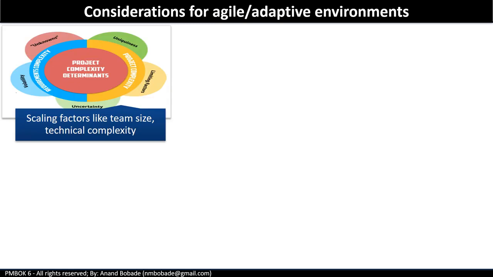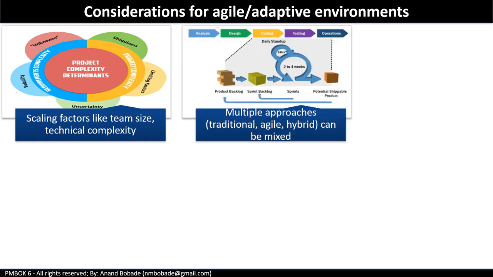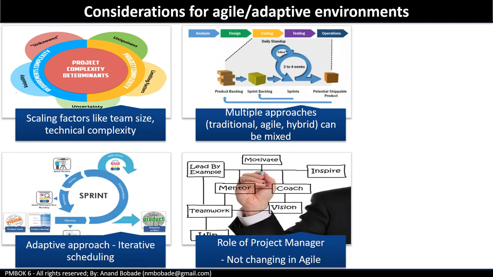Considerations for agile and adaptive environment. In larger organizations, there may be mixture of large and small projects. Scaling factors like team size, geographical distribution, regulatory compliance, technical complexity should be considered in a project planning. To deliver larger enterprise-wide system, multiple approaches like traditional predictive or adaptive or hybrid approach can be used. Let's discuss iterative scheduling and project manager's role in detail in next slide.